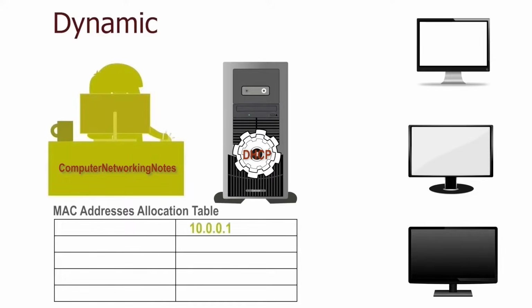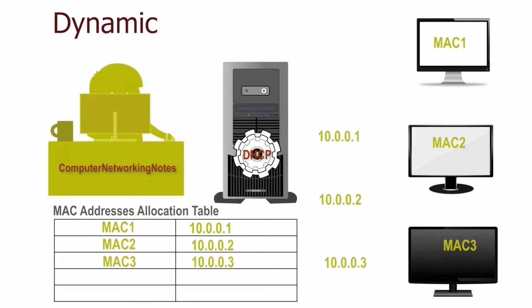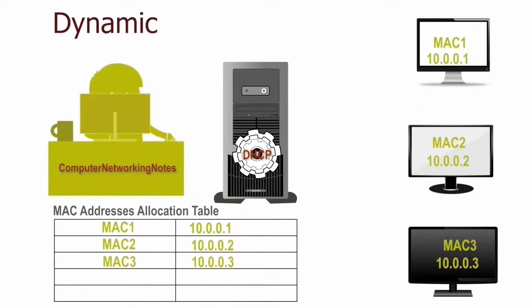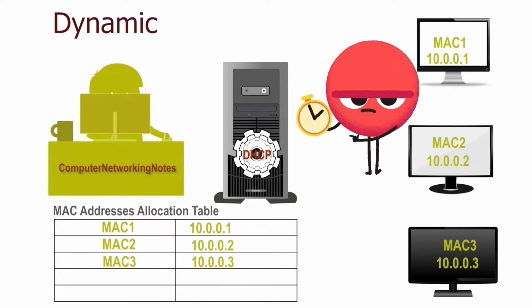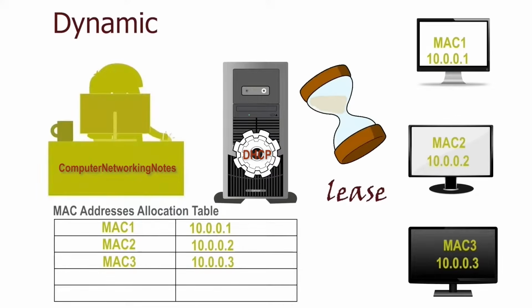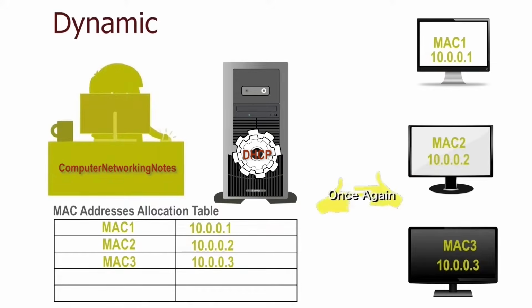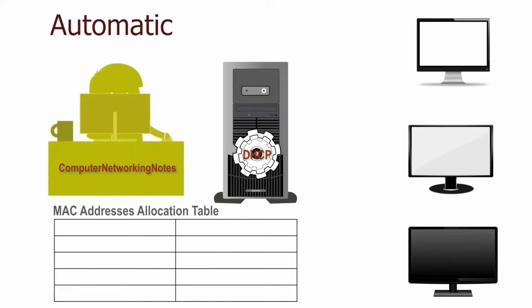In the dynamic method, you configure a range of IP addresses on the DHCP server. The DHCP server assigns an IP configuration from the configured range to each client that requests an IP configuration. It assigns IP addresses for a defined period, known as the lease duration. The configuration remains valid until the lease expires, after which the client must obtain a new IP configuration from the server.